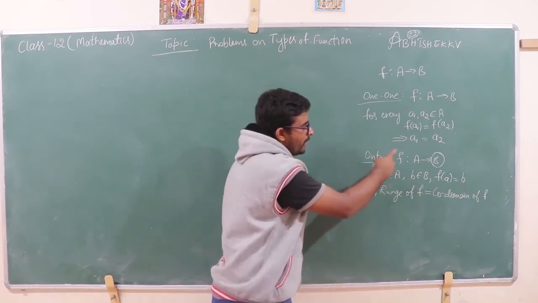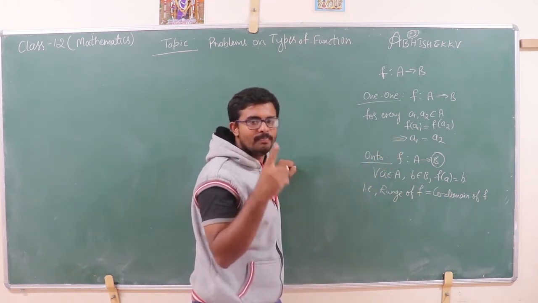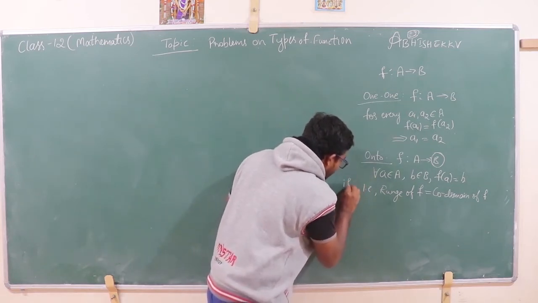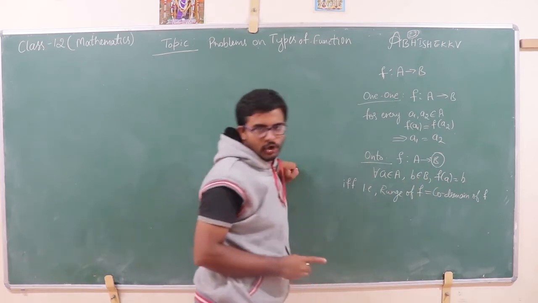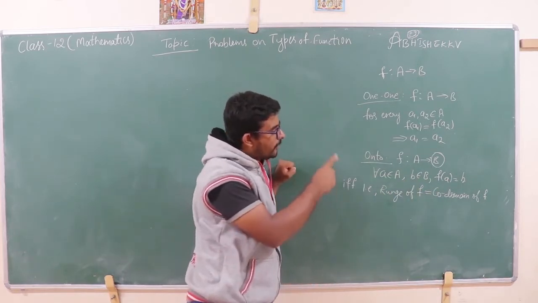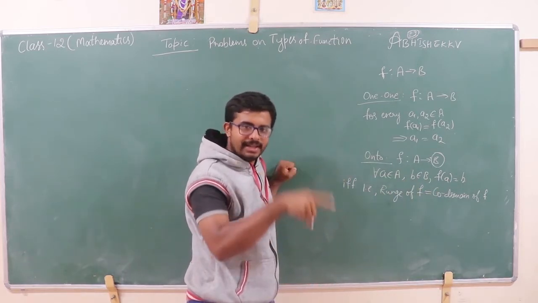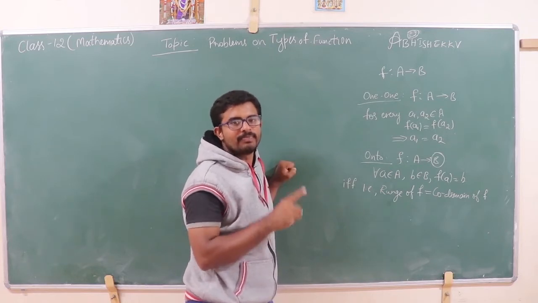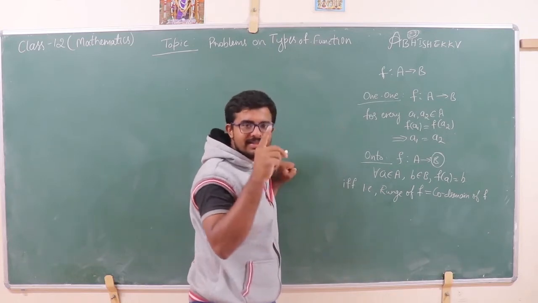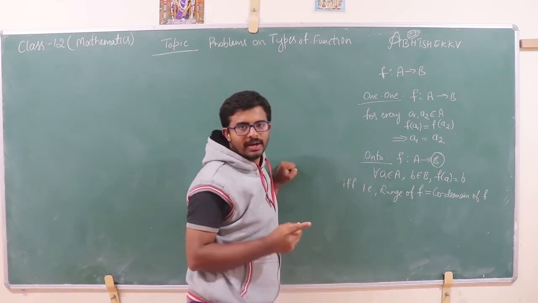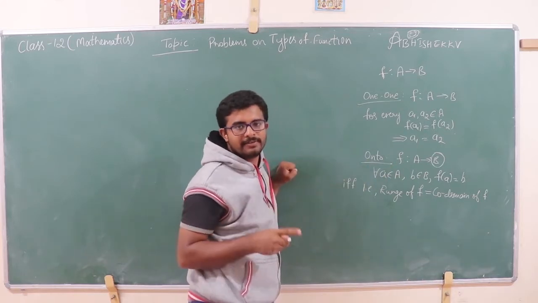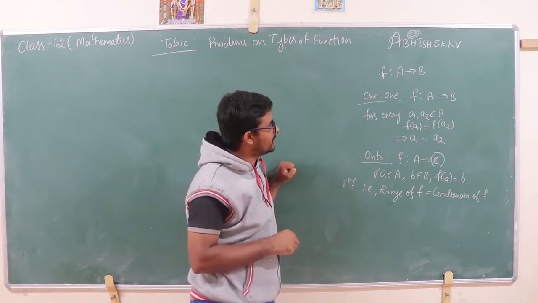A function f from A to B is said to be onto if and only if the range of f is equal to the codomain of f. If the range of f is equal to the codomain of f, then we say the given function is onto. The given function f from A to B is said to be onto if the range of f is equal to the codomain of the given function f. This is an if and only if condition.